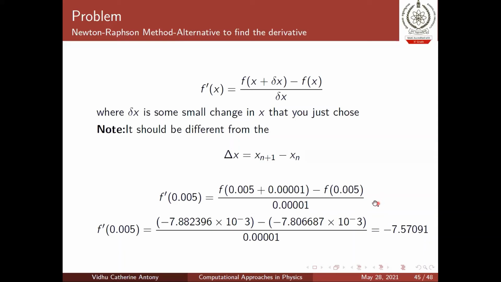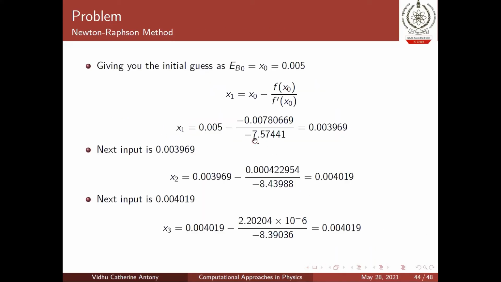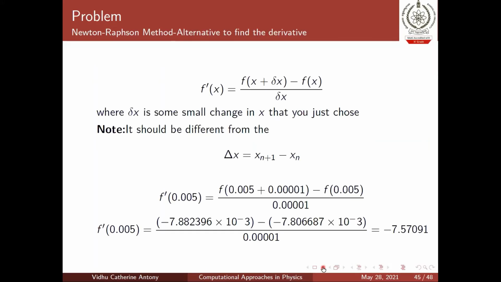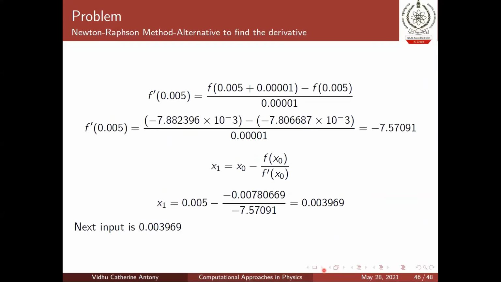So once you do that, what do you find? You find that this value that you get, your f prime or the derivative, is quite similar to the value that you got earlier. This is minus 7.5709. What did you get as the exact value? You got minus 7.57441. It's pretty close. It's about 2 decimal places, and this is good enough. There is going to be a small error, but it's good enough. Similarly, you do it for the next one.